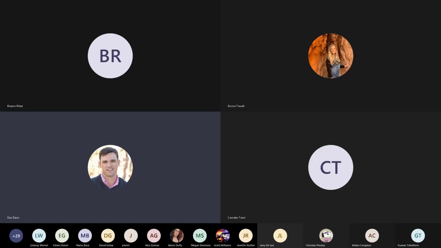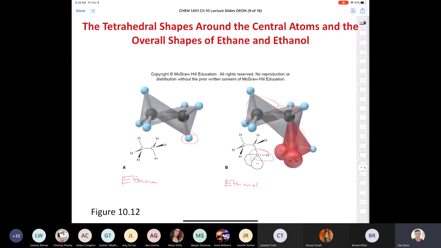But before we get into question 10.8, I want to remind you about the tetrahedral shapes around the central atoms in these two molecules that we looked at the last class. We looked at ethane and ethanol, and I actually showed you the models of these molecules. We have more than one central atom in these molecules, and we looked at the molecular geometries of all of the central atoms, whether they were carbons, the two carbons in ethane, or the two carbons and the oxygen in ethanol.